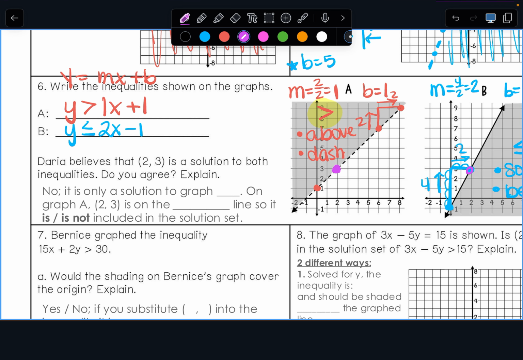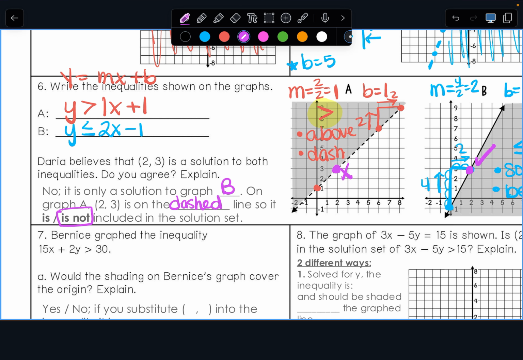The other one, (2, 3). Yes, it's on the line, but it's on a solid line. So this one is yes. This one is no. So it's only a solution to which graph? B. On graph A, (2, 3) is on a dashed line, so it is not included in the solution set.